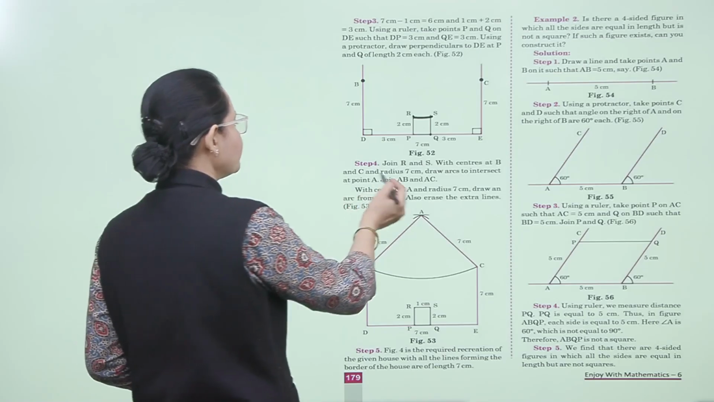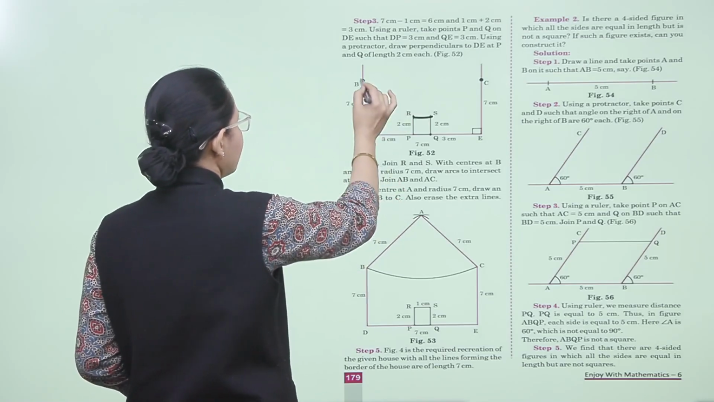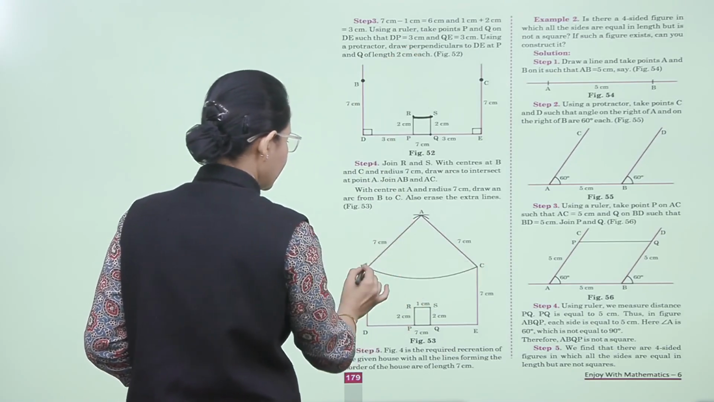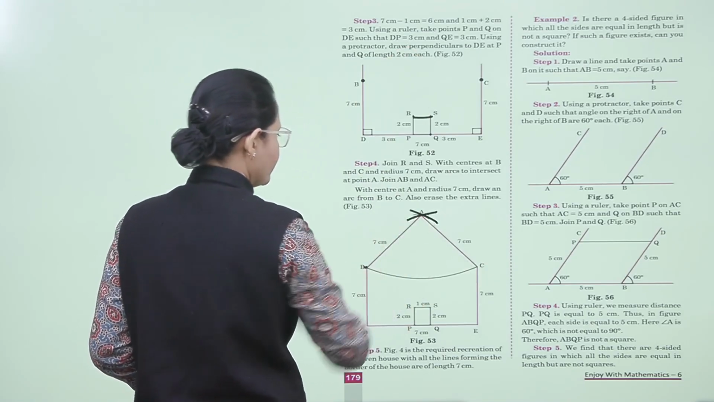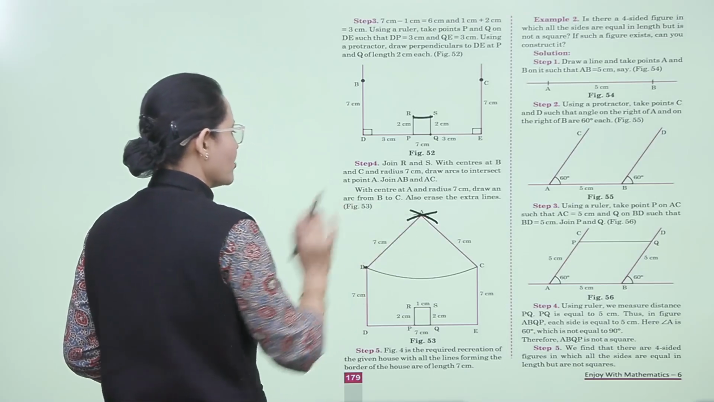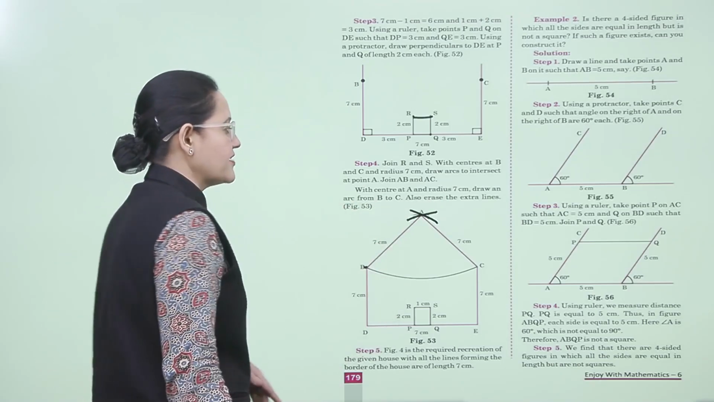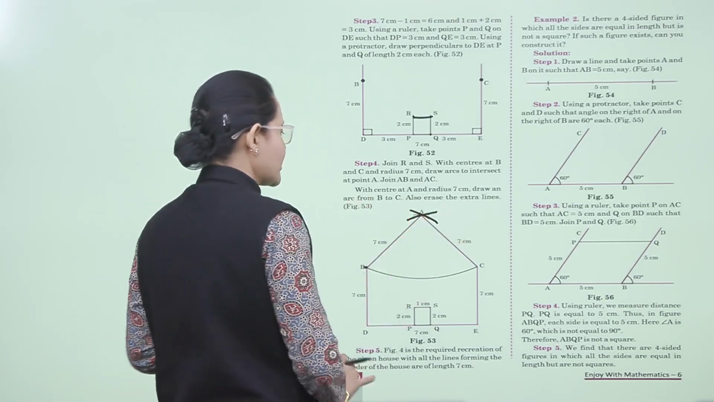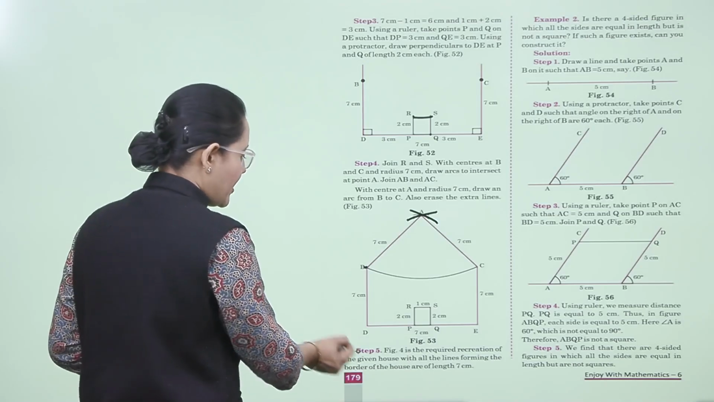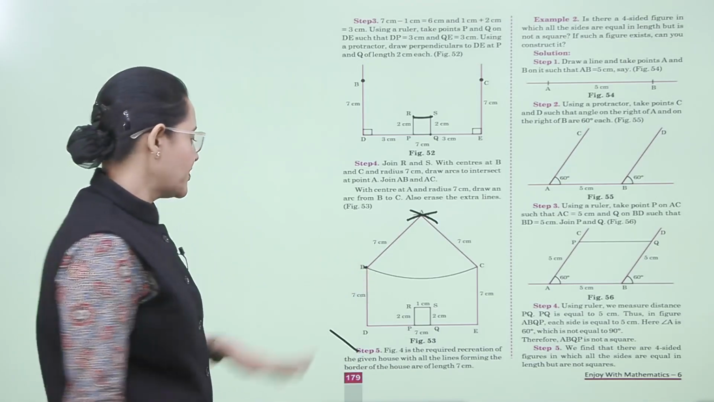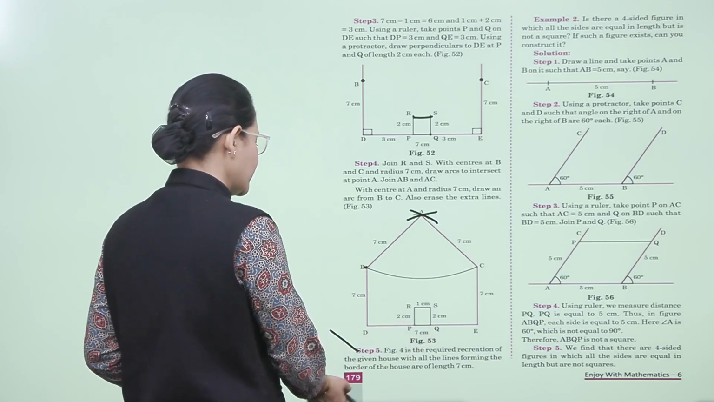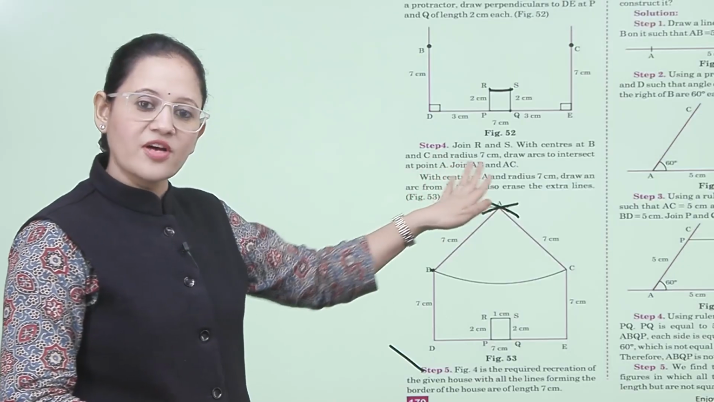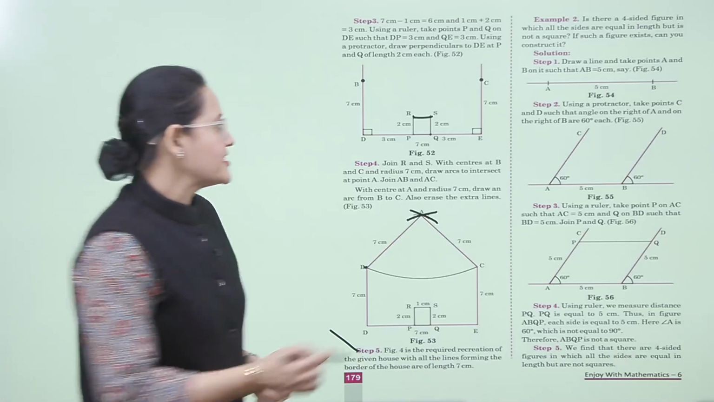Now we'll take B and C as centers and make two arcs of 7 centimeter and join them together. With the center A and radius 7 centimeter, draw an arc from B and C also. Erase the extra lines. Now in this figure, the required recreation gives the house with all the lines forming the border all 7 centimeter. Clear? Next example.